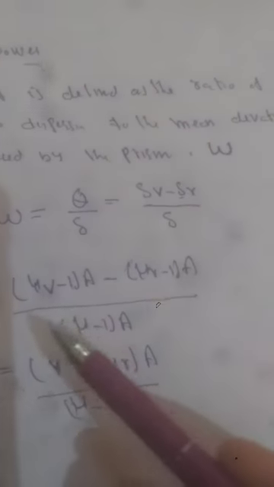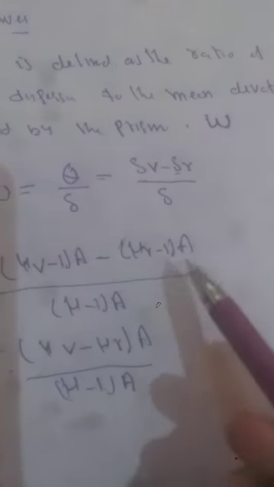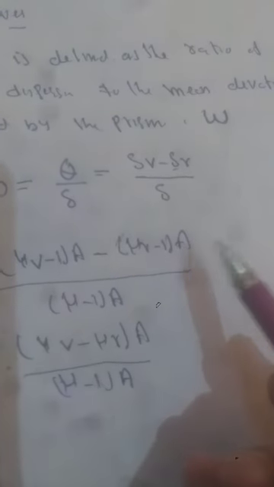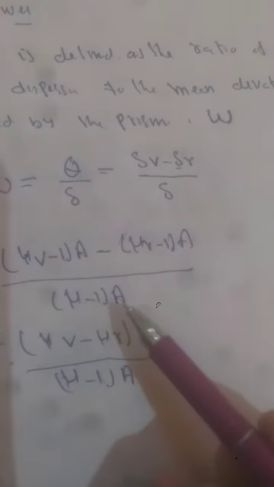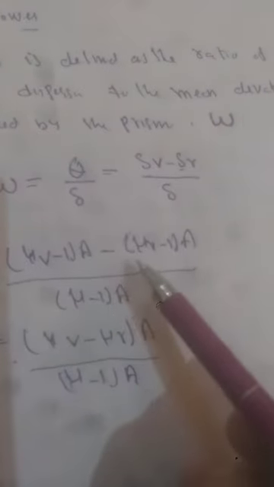I hope you have got it. I will repeat. Delta V is equal to mu V minus 1 into a. Delta R is equal to mu R minus 1 into a. Deviation is equal to mu minus 1 into a. Here minus a and this plus a will cancel each other. Mu V minus mu R, a is common, and a will cancel. We can write this dispersive power as mu V minus mu R divided by mu minus 1. This is the dispersive power in terms of refractive index.